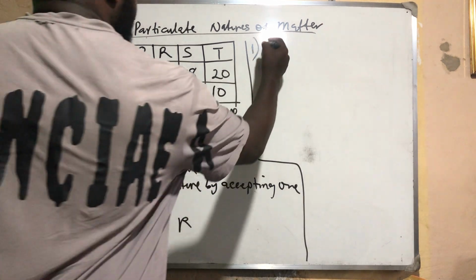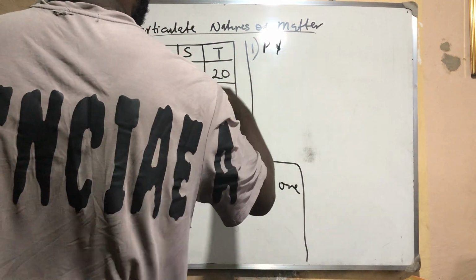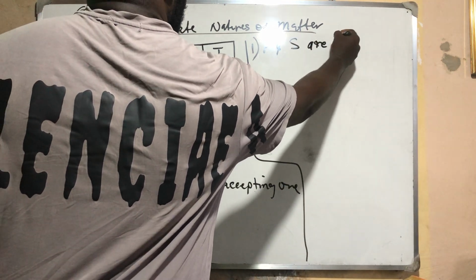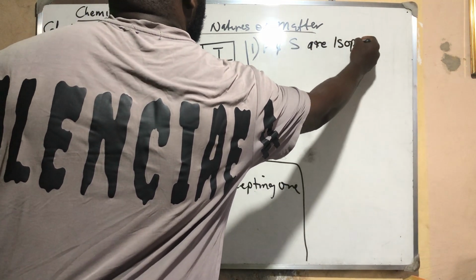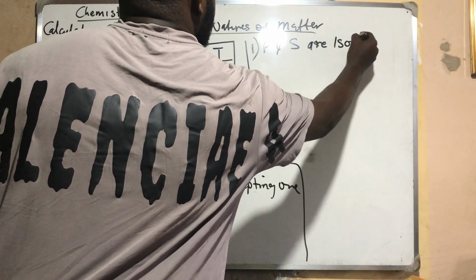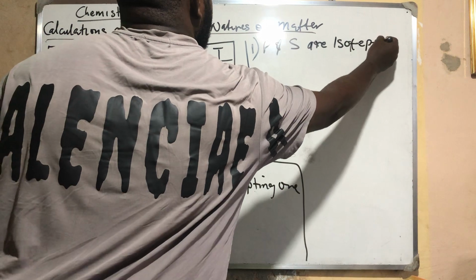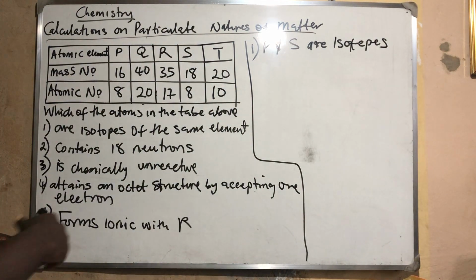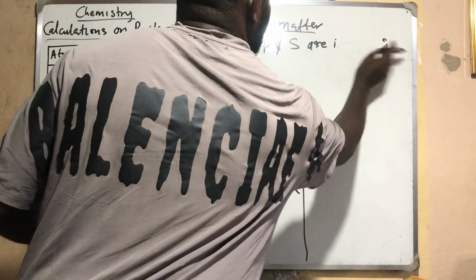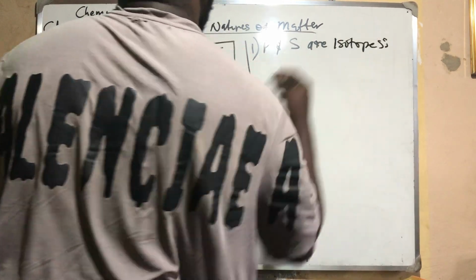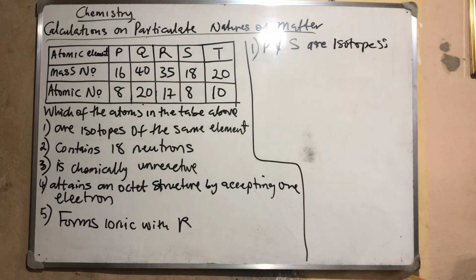Therefore, P and S are isotopes. Okay? P and S are isotopes.